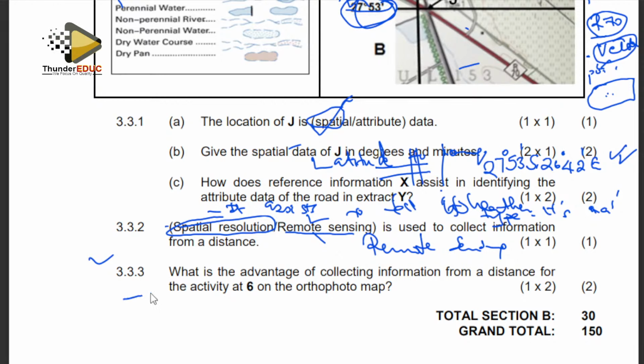The activity at 6, in other words, what is it? It is mining. If you know that it is mining, now let us look at the advantage of collecting information from a distance for the activity identified in 6. If it's mining, what do we know about mining? Remember, mining is the extraction of minerals from the earth's surface.